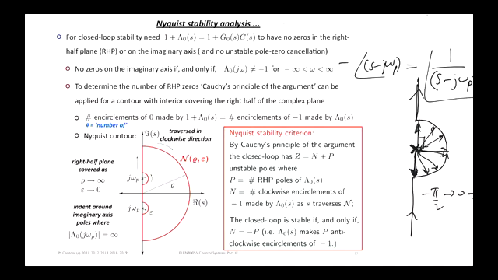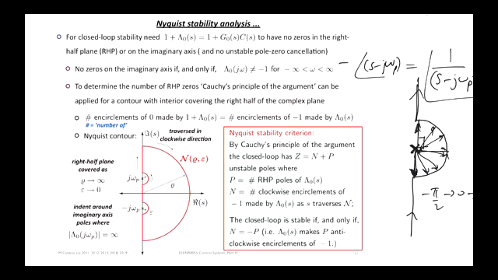So we're going to apply Cauchy's principle of the argument to find out how many zeros this has in the right half plane. We work with the so-called Nyquist D contour. That's this contour here, which, as we take the radius of this part to infinity, will cover the whole of the right half plane.